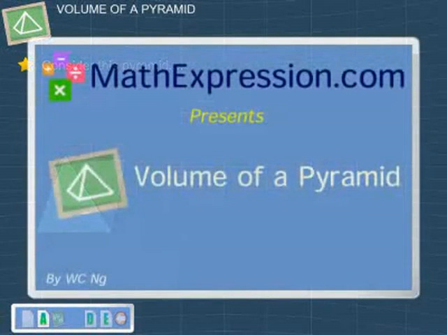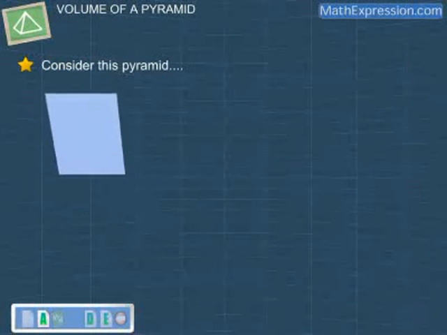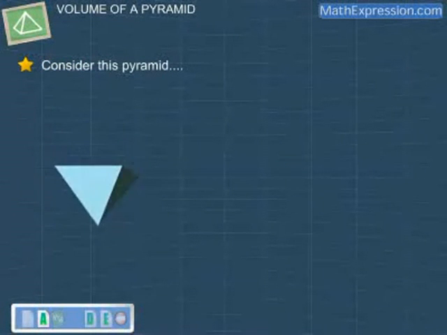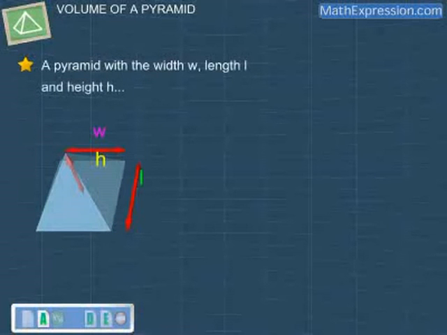In this lesson, we will learn about the volume of a pyramid. Consider this pyramid. Now, this pyramid has the width W, length L, and height h. With this, the formula for the volume of this pyramid, V, is 1/3 WLH.